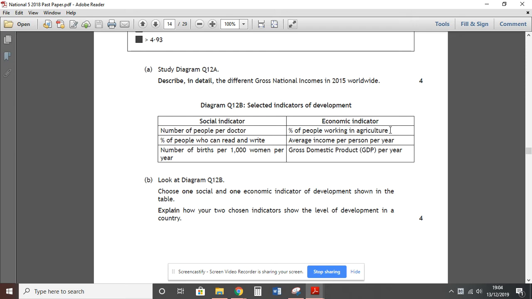Countries that have a lot of people working in farming tend to be quite poor countries, because farming doesn't produce an awful lot of wealth for a country. And therefore, a country that depends on agriculture, where most people work in that industry, tends to be a much poorer country.